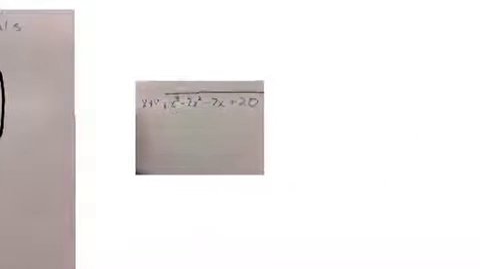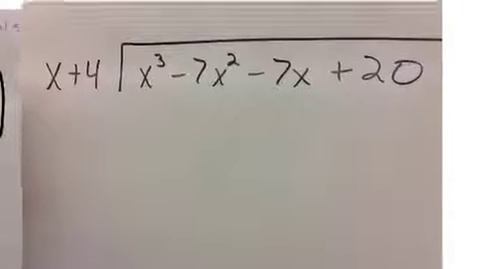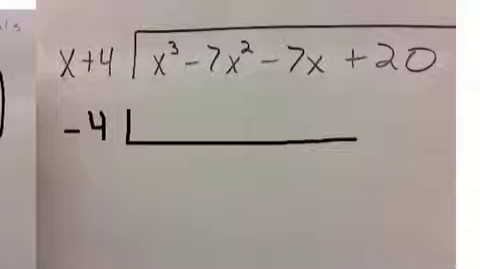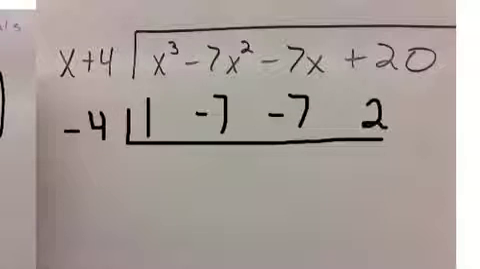So let's start with that same problem that we had, okay? And x plus 4, we know the 0 for that is negative 4. So we're going to bring down negative 4 here. Okay, now bear with me. The coefficient in front of the x cubed is 1. There's 1x cubed. Then it's negative 7. Then it's negative 7. And then it's 20.